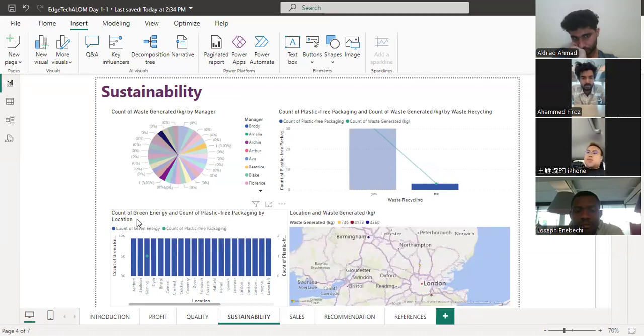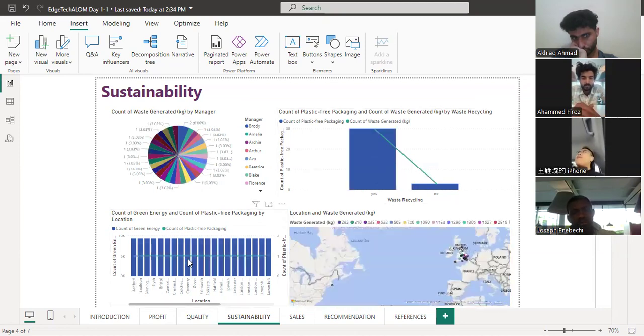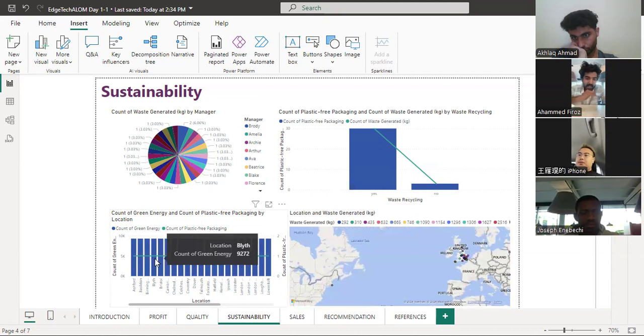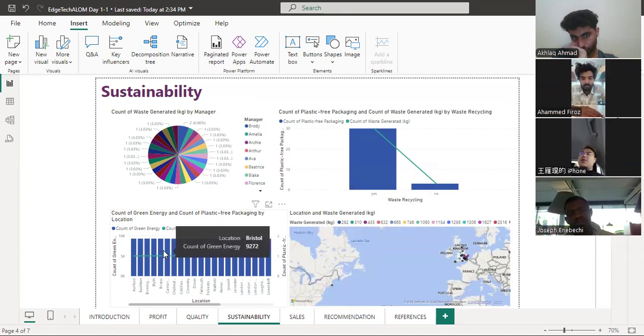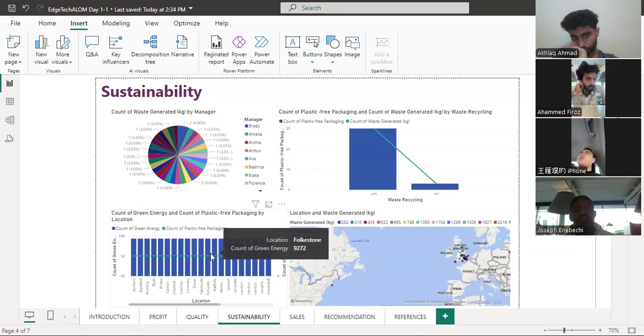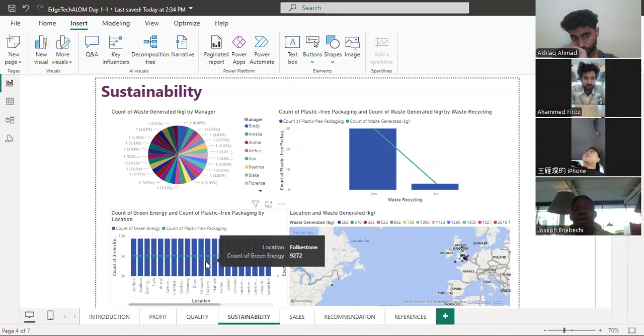The next one is the count of green energy and the count of plastic free packaging by location. The count of green energy is more, and the count of plastic free packaging is roughly equal. So we need to reduce our wastage.